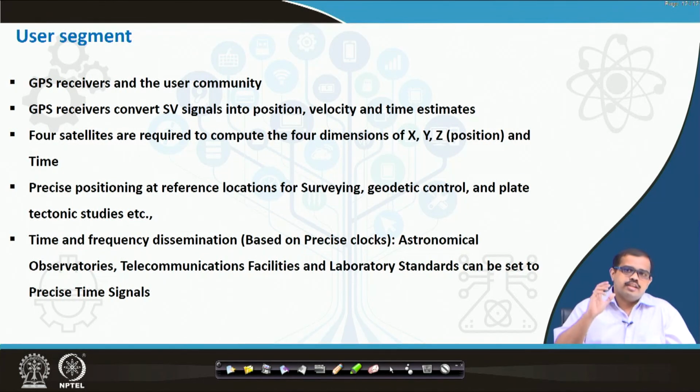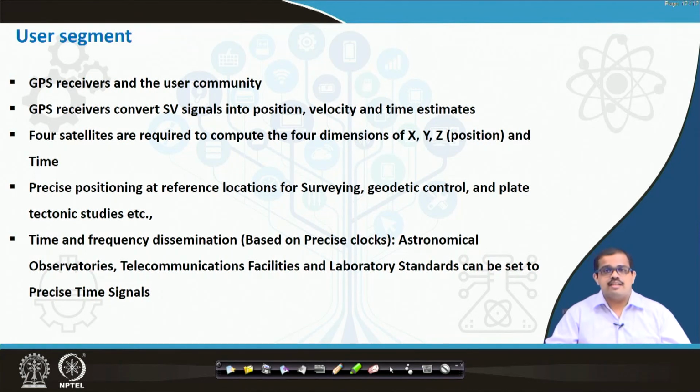Many studies. Today there is no study that can mention that there is no application of the GPS. You can have many studies involving the Earth's surface, process control or a phenomenon. You need a GPS system, or any system similar to the GPS, for your analysis. Time and frequency dissemination is based on precise clocks, astronomical observations, telecommunication facilities, laboratory standards, all of which can be done using the precise time signals.